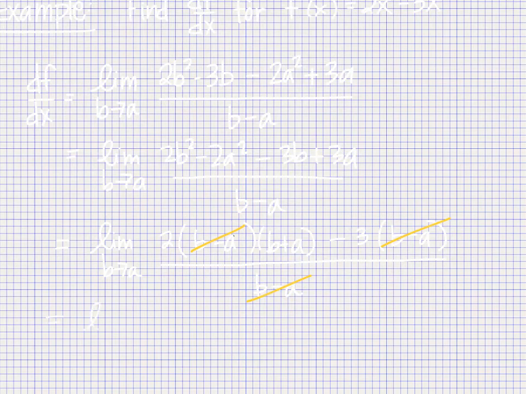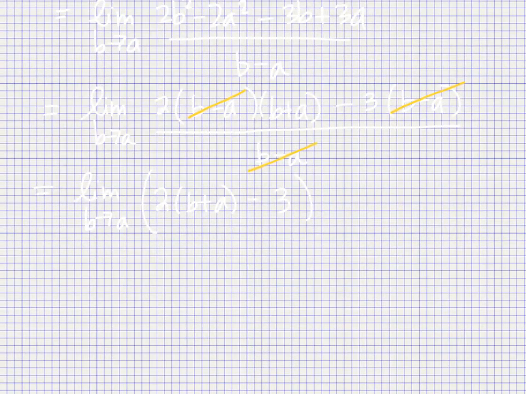And so we are left with the limit of B approaching A of 2, B plus A, minus 3, and all of that is in parentheses. After you reduce, you need to have it in parentheses. And now B is approaching A, which means that we can replace B with A. Once you replace it, you don't need to write limit anymore, so it'll be 2 times A plus A minus 3, or 4A minus 3.